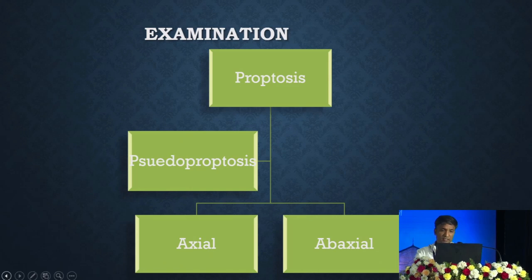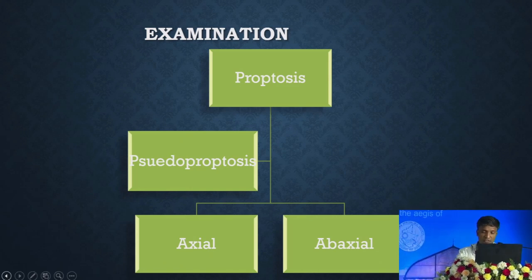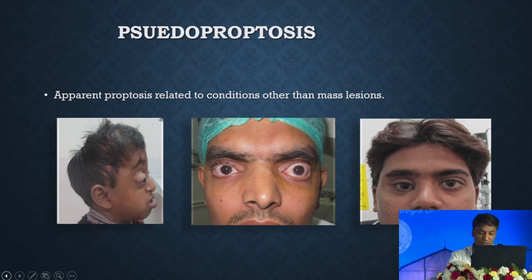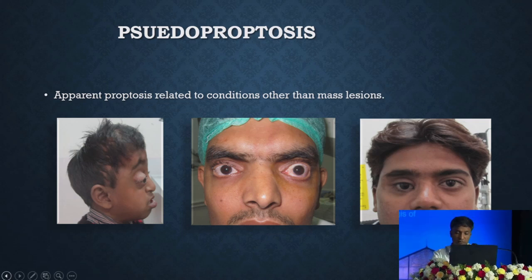The other thing is, you need to differentiate proptosis from a pseudoproptosis. What is the pseudoproptosis? There is apparent proptosis. It's either due to any bony abnormalities like Crouzon syndrome, or maybe shallow orbital volume, or it could be because of enophthalmos on one side appearing to be the proptosis on the other side, and it could be because of a high axial length also.